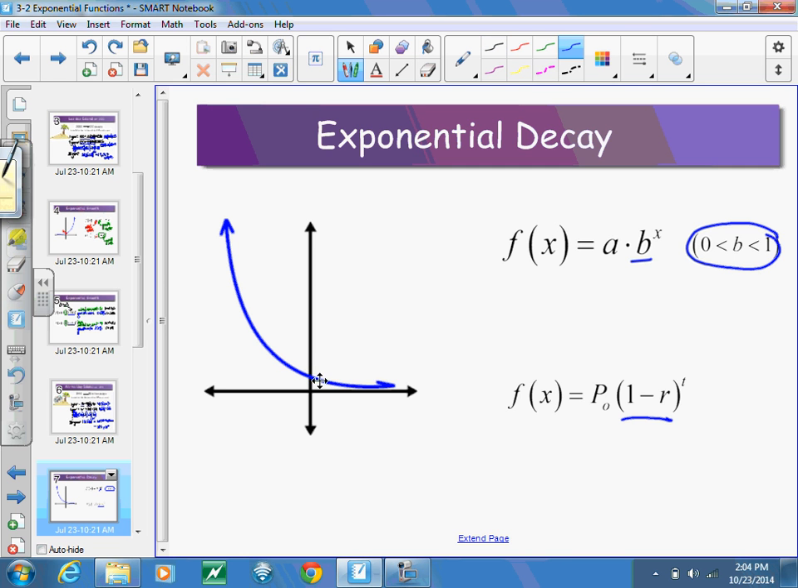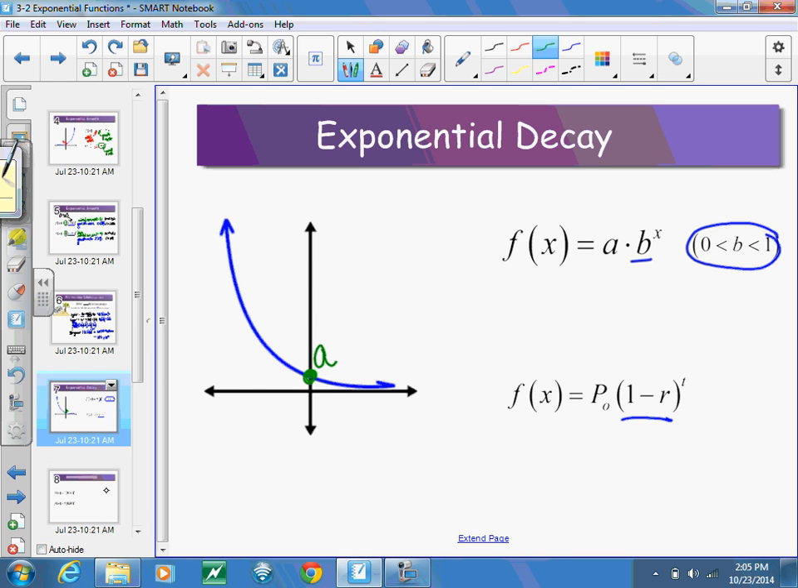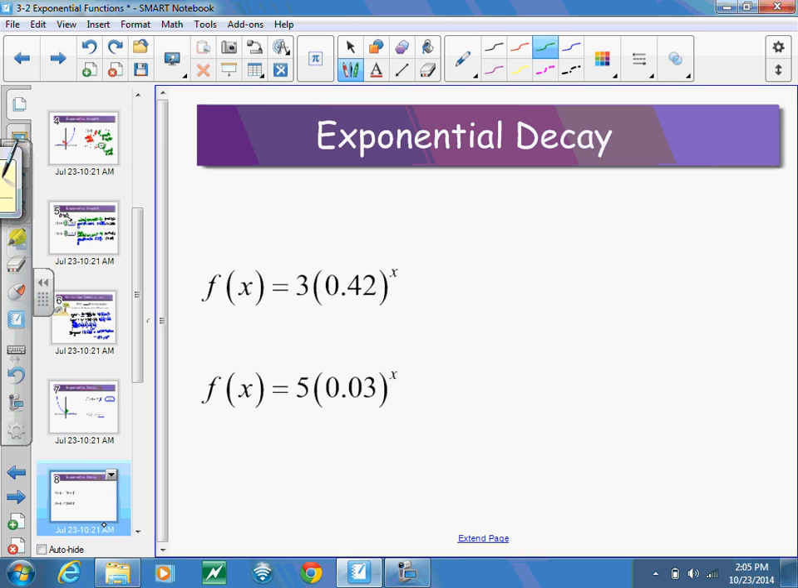Like exponential growth, our initial value is always going to be that value of a, or the initial P sub 0 value. So that's going to be where our population or where our bank accounts are going to begin. When I look at an example of two exponential functions here, when I look at the initial value, that's going to be what we're starting with. I'm just going to abbreviate that here. We end up with 3 and 5.